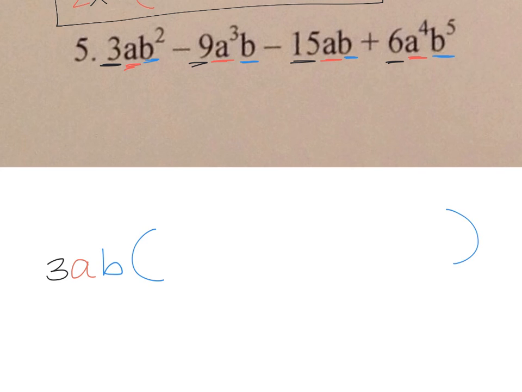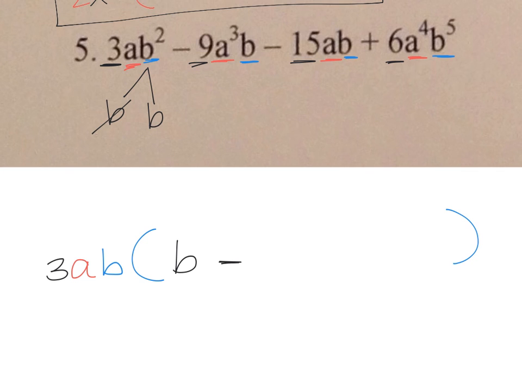Now let's think of my second term. What's left? If I take 3AB out of this, I took the 3 out, I took the A out, and this is B squared, which means there are 2 of them. And I took 1 out. I took one of the B's out. So what's left? Only 1B, minus.